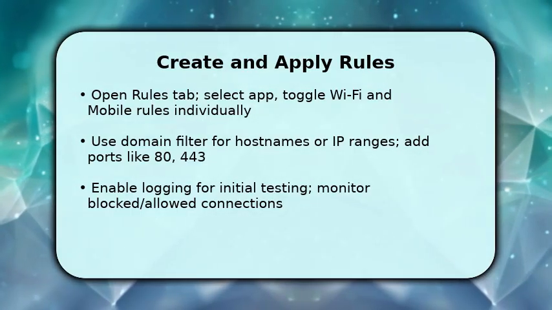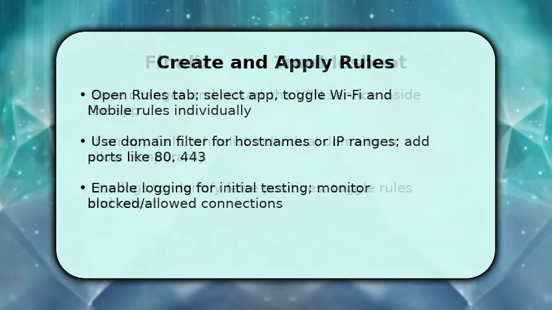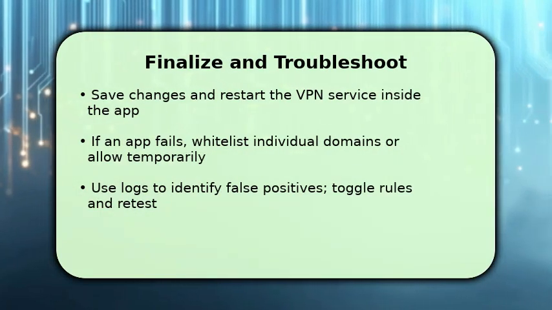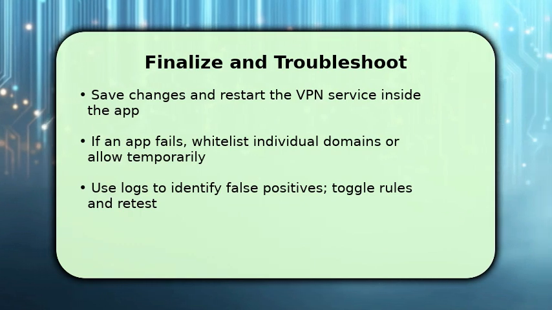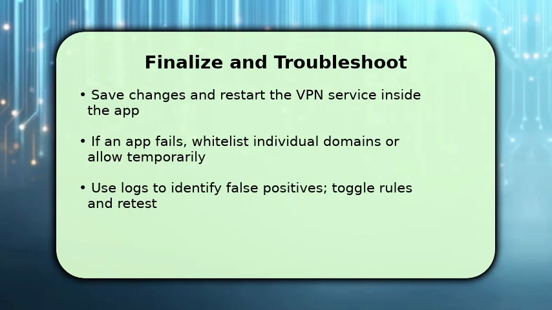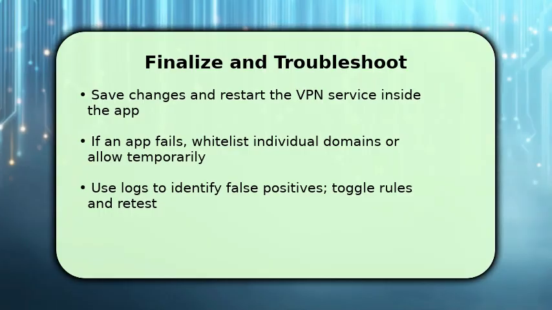Finish by saving changes and restarting No Root Firewall's VPN service to apply rules system-wide. You should test common apps and workflows. If something breaks, temporarily whitelist the app or specific domains to confirm the issue.